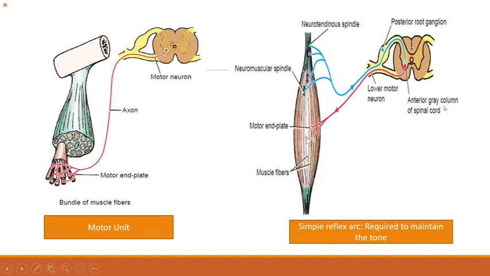The tone of the muscle is maintained by some contraction in the muscle fibers. It is not that a muscle is somewhat contracted and somewhat relaxed. There are some motor units firing at a particular time, which are fully contracted. When they fatigue, a new motor unit takes over. In this way, the tone is maintained in the muscles. And this is maintained through a simple reflex arc. The neuromuscular spindles send impulses to the spinal cord.